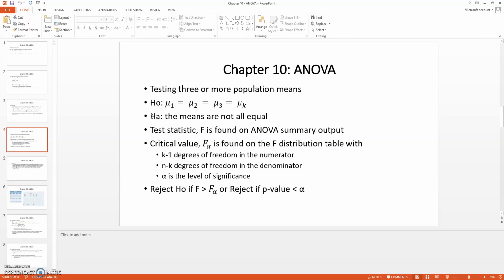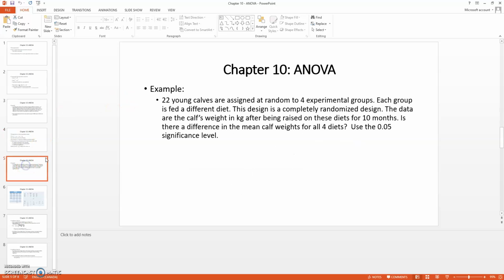Alpha is given as our level of significance. Our key decision rule is to reject the null hypothesis if the test statistic is greater than the critical value, or we can use the p-value approach and reject the null hypothesis if the p-value is less than alpha.